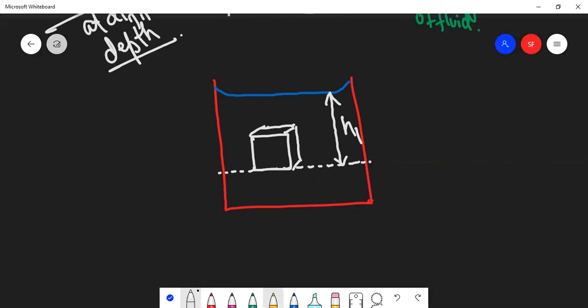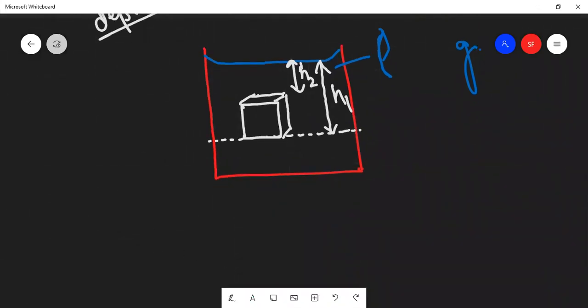So basically this object is placed inside a container with a fluid. The fluid is of constant density, rho. This is the density of that fluid. The gravitational field strength is g. The depth of the base of this object is h1 and the depth of the top of this object is h2. Now we need to derive an equation for the upthrust on this object due to the fluid in which it is immersed.